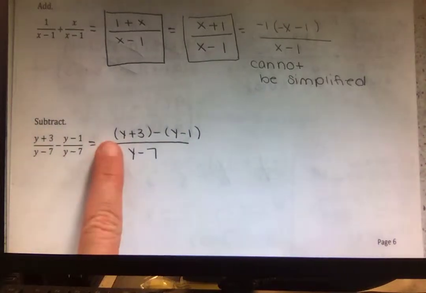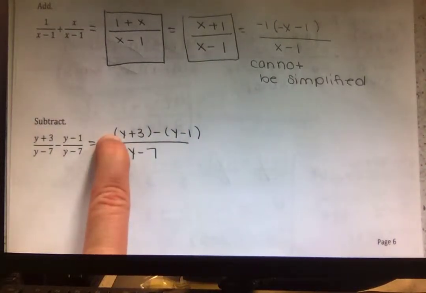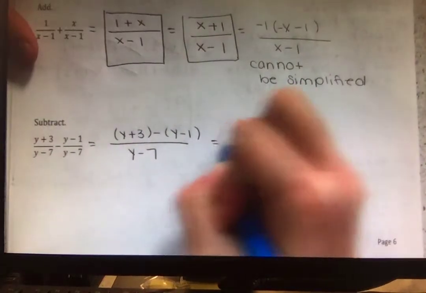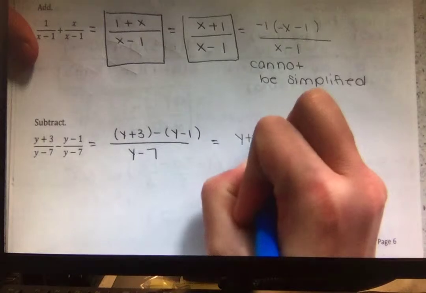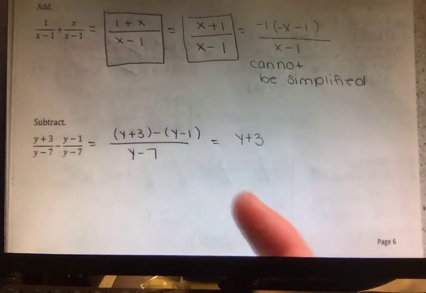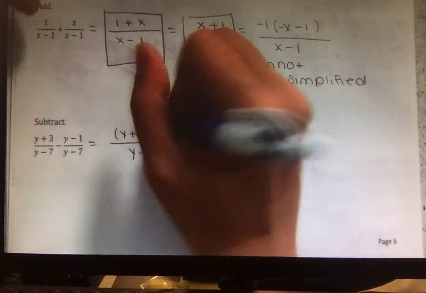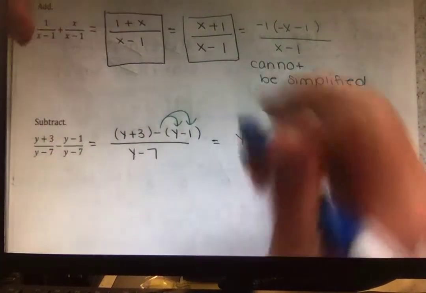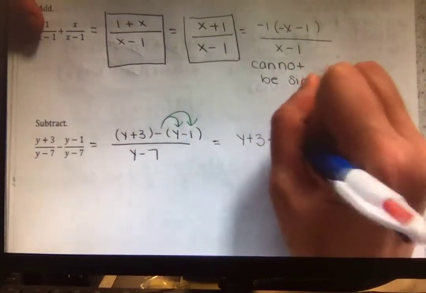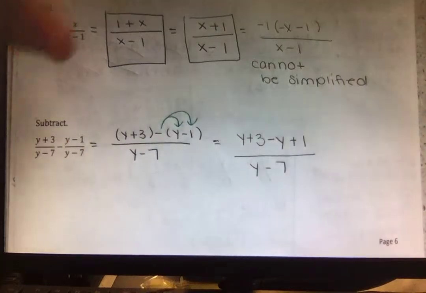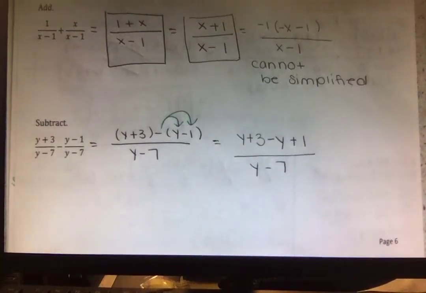Is there anything outside of this first set of parentheses to distribute? A positive 1. Whenever we distribute positive 1, it's still going to stay y plus 3. What is outside the second set of parentheses to distribute? The negative. So distributing that negative, what's left over? Negative y plus 1, still over y minus 7. We're just trying to simplify the top.